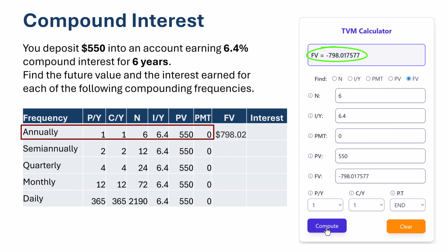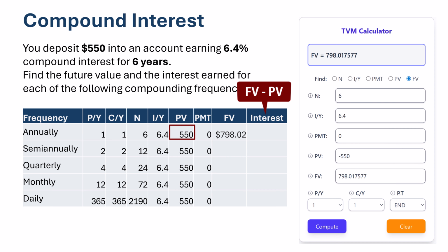But why is it negative? It's because financial calculators consider cash flow direction. When money leaves your pocket to go into the bank, that's one direction. When you withdraw the money, that's the opposite direction. If we change the present value to a negative value and hit compute again, the future value becomes a positive 798.02. To find the interest, we just subtract our principal from the future value. 798.02 minus 550 gives 248.02.